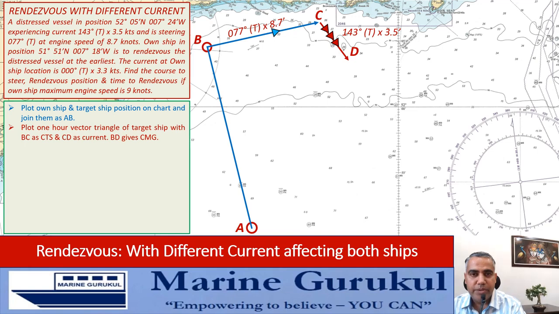Now if we join point Bravo and Delta, that gives us the course made good of the target ship. So you can see the course made good line coming up on the screen now. Let's mark it with double arrows. That is the symbol for CMG.